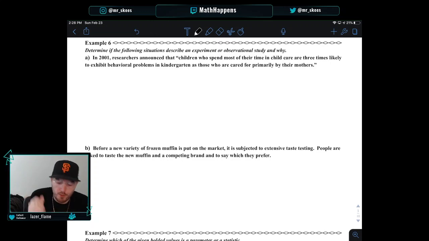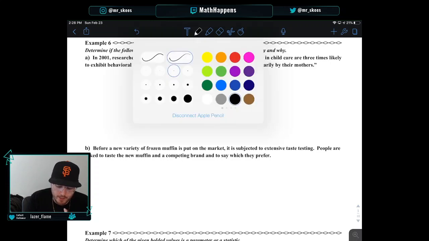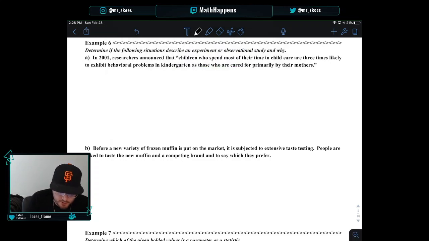So we either imposed a treatment or we didn't. When the researcher imposed a treatment, when I am observing, in 2001, researchers announced that children who spend most of their time in childcare are 3 times more likely to exhibit behavioral problems in kindergarten as those who are cared for primarily by their mothers.